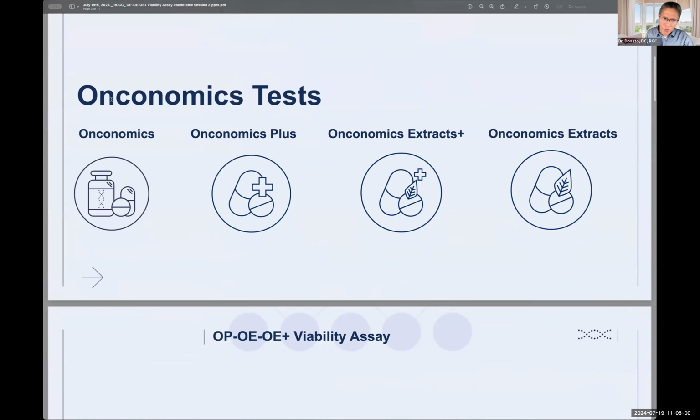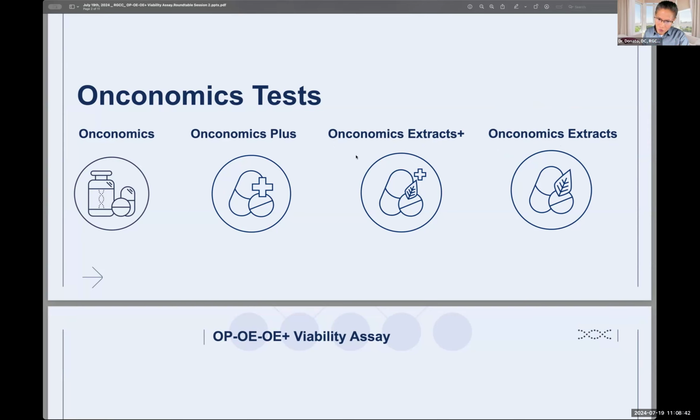Now, Onconomics is a test that involves a viability assay, but these are all drug chemosensitivity. And I don't know of any doctor that is just going to order Onconomics unless that's all they do. No natural substance. All of us are going to be ordering Onconomics Plus, Onconomics extracts plus, and at the least Onconomics extracts. These extracts right here do not have any gene expression or resistance factors provided. It's only the pluses. So it's either Onconomics plus or Onconomics extracts plus.